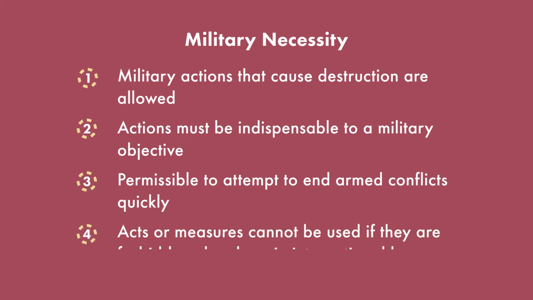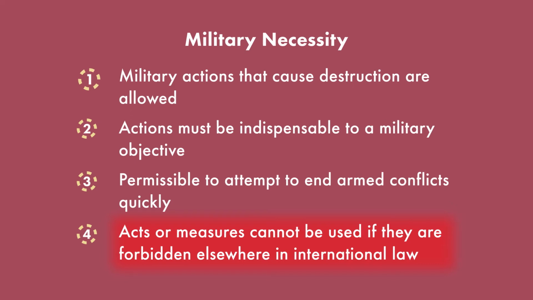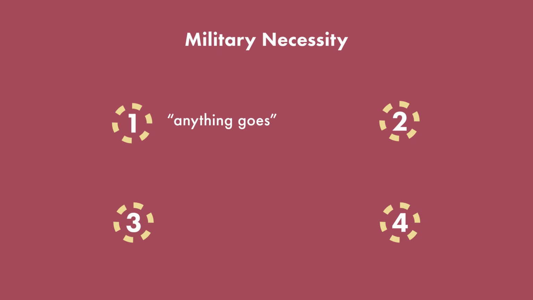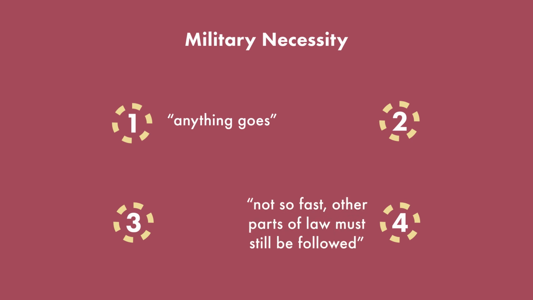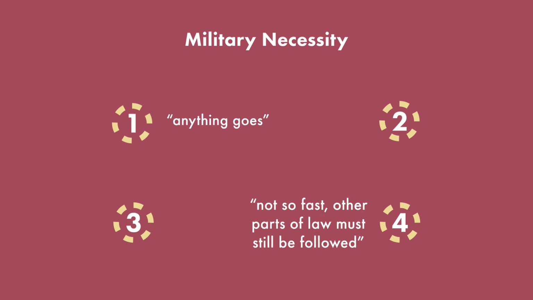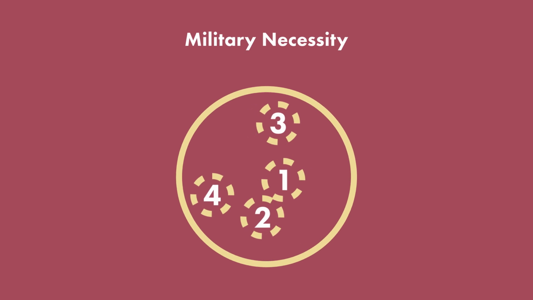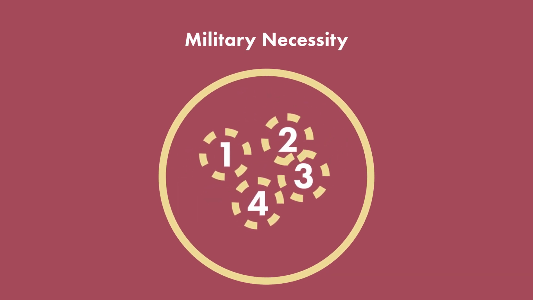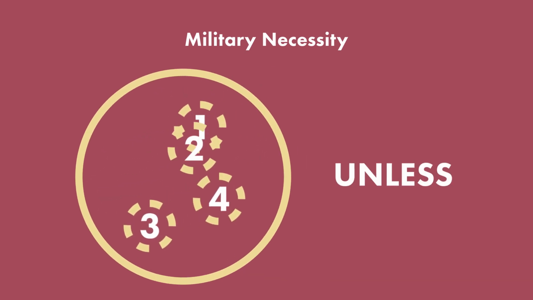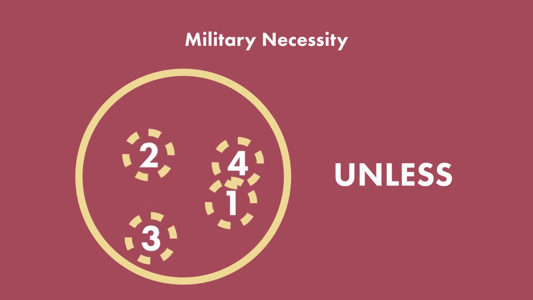The fourth element is where humanity comes into play, and is the heart and soul of the military necessity definition. It provides that acts or measures cannot be used if they are forbidden elsewhere in international law. While the first element says anything goes, it is the fourth element that says, not so fast, other parts of law must still be followed. While the first element of the definition is permissive, it is the last element that restricts. Together they allow any means or method of warfare to be used unless that means or method is specifically forbidden by another part of international law.